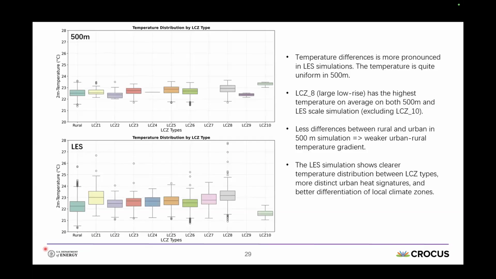The LES simulation captures a more detailed and varied temperature distribution across the different LCZ types, especially in the urban areas. So this highlights the model's ability to simulate the finer scale microclimates and localized variation in the temperature. Next slide.